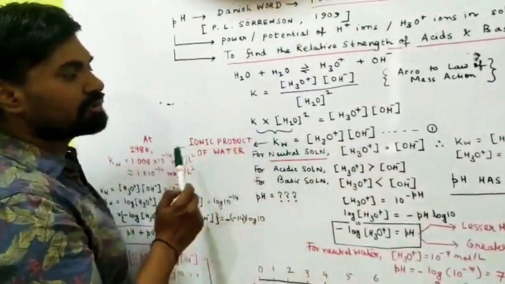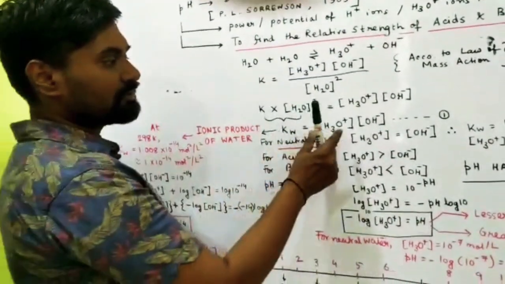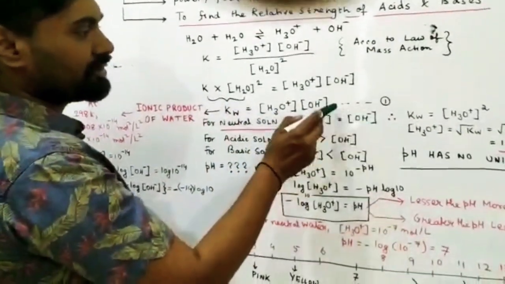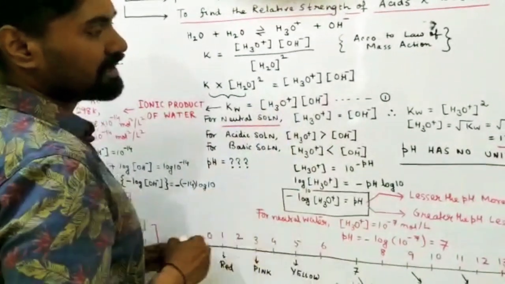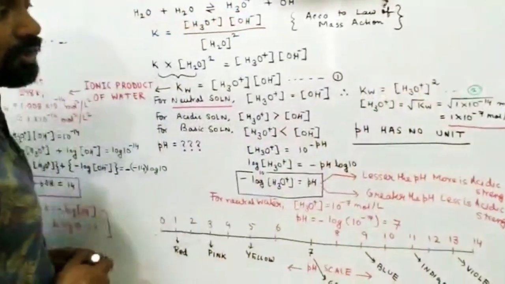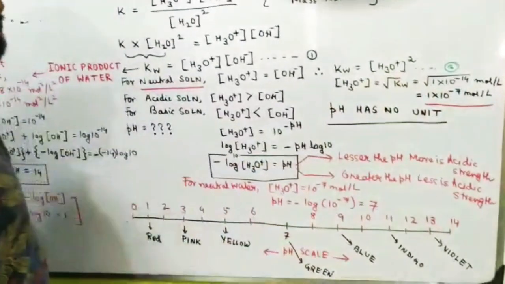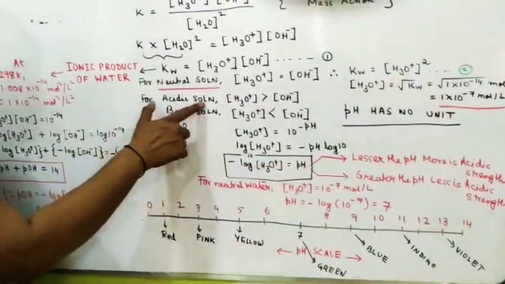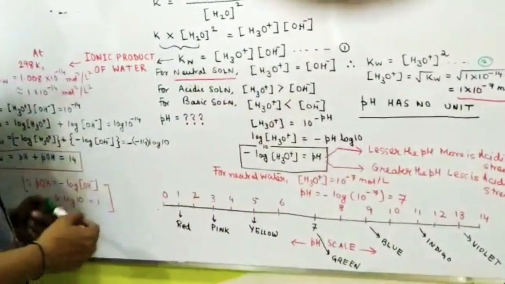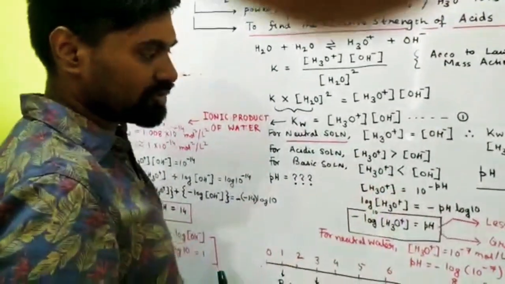Now, for a solution which is neutral, what is the meaning of a neutral solution? That is, the total amount of H3O plus will be equal to the total amount of OH minus. So if we apply this condition to equation 1, it becomes Kw equals H3O plus square. Let it be equation 2. Or H3O plus equals root over Kw, that is 1 into 10 to the power minus 7 mole per liter. For an acidic solution, obviously the H3O plus concentration will be more than OH minus. For a basic solution, it will be just the opposite, that is H3O plus will be less than OH minus.